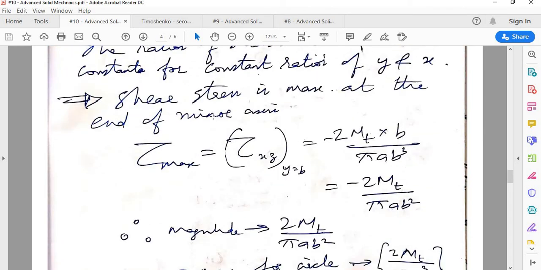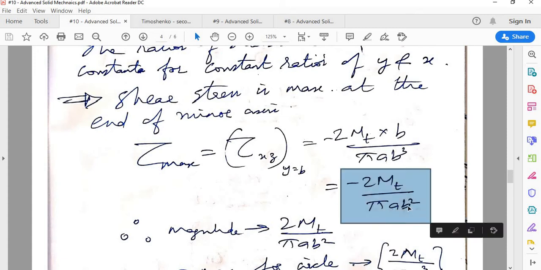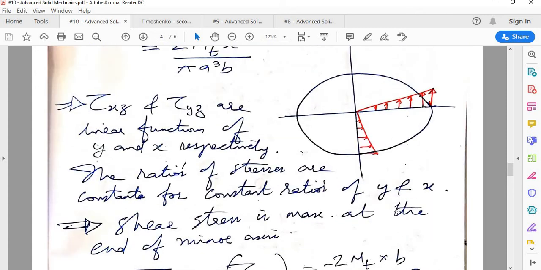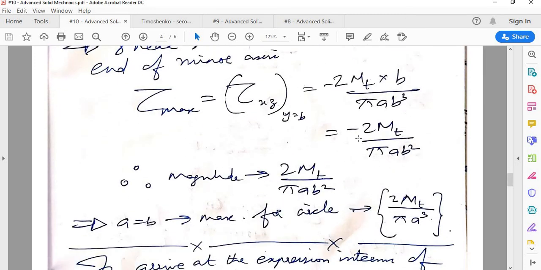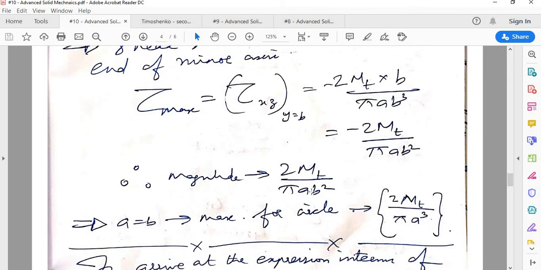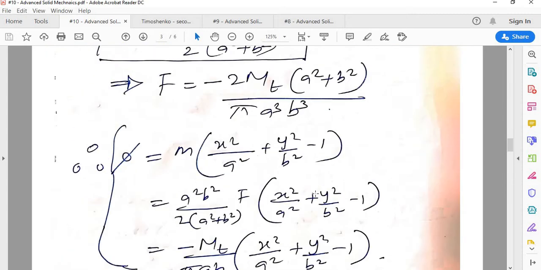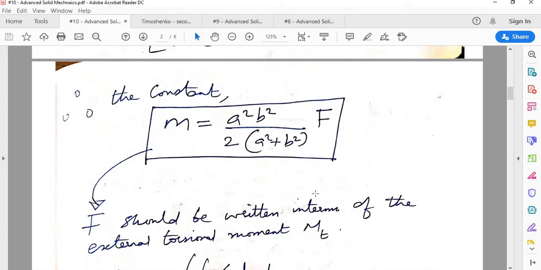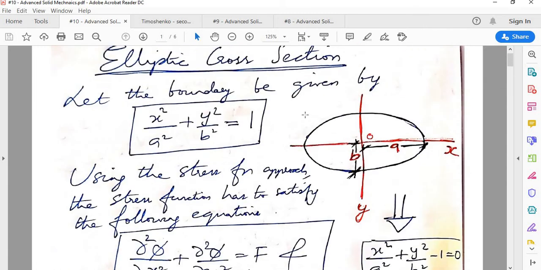That expression we will see here. You substitute y equal to b, and one b will cancel. This is the maximum shear stress due to torsion. The magnitude of this is 2Mt by pi a b square. Now if it is a circle, we know that a equal to b, and the expression will simplify to the following form: the maximum for a circle. So this is the full solution for the ellipse problem.